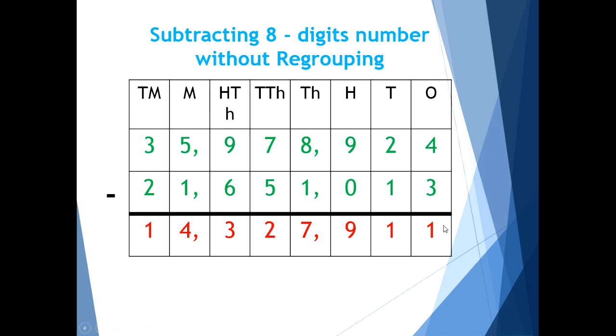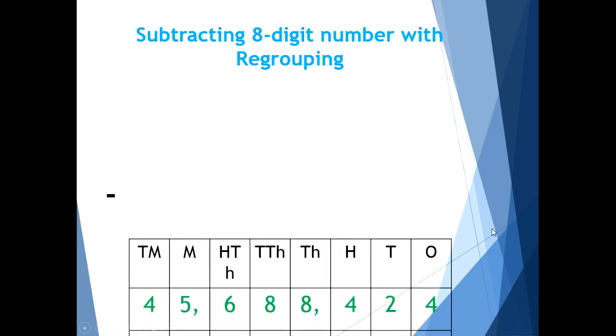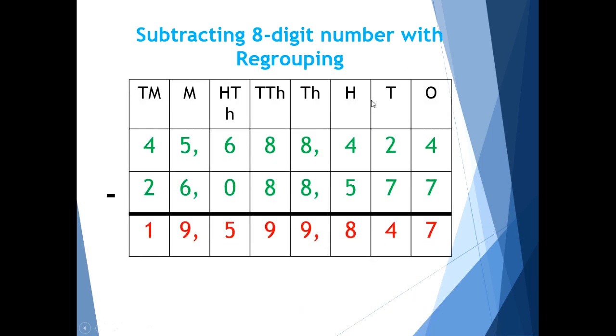Okay, let's start subtracting them. 4 minus 3 is 1, 2 minus 1 is 1, 9 minus 0 is 9, 8 minus 1 is 7, 7 minus 5 is 2, 9 minus 6 is 3, 5 minus 1 is 4 and 3 minus 2 is 1. Very easy and simple. Now we are going to subtract 8-digit numbers with regrouping. Another example for you. Again the numbers are written in the international way.